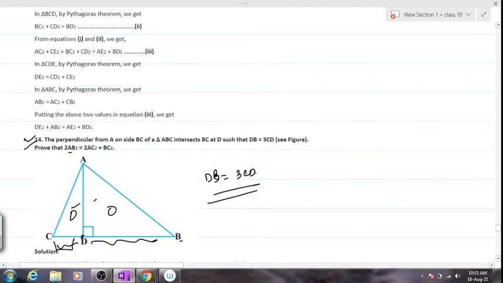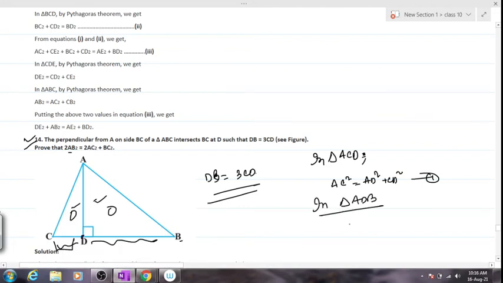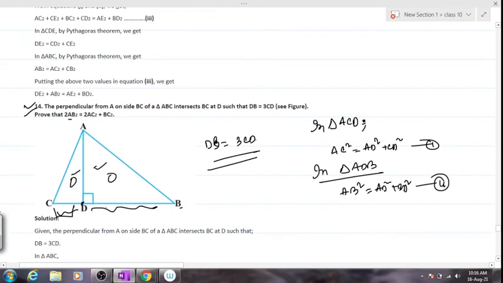So can we apply Pythagoras theorem in both these triangles? Triangle ACD, what do we have? AC square is equal to AD square plus CD square, yes or no? We'll name this equation 1. And in triangle ADB, what do we know out here? AB square is equal to AD square plus BD square, yes or no? This is the second equation, yes or no?